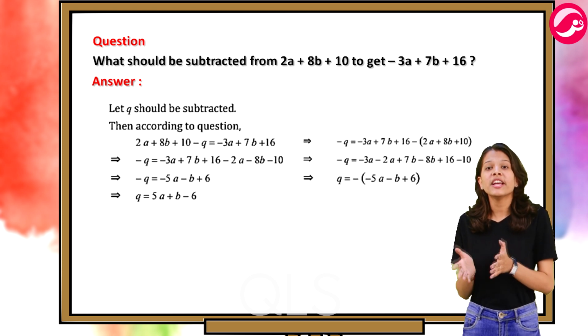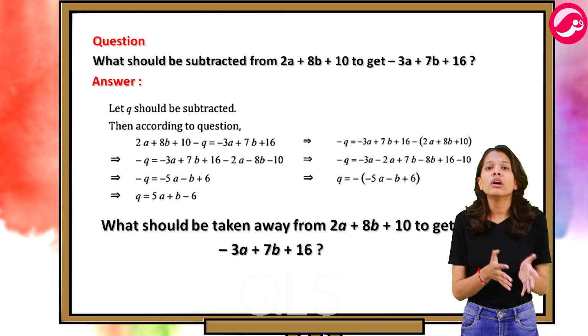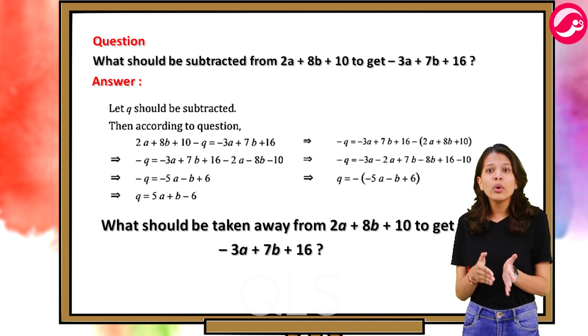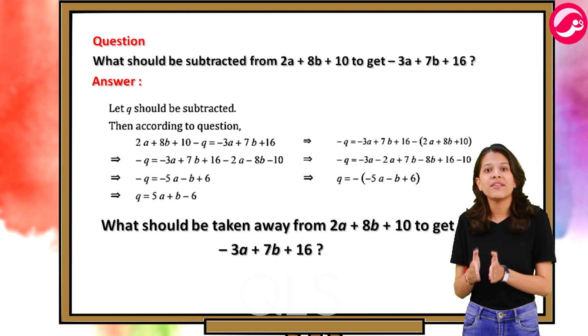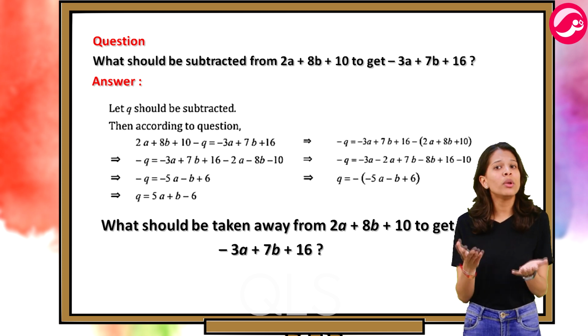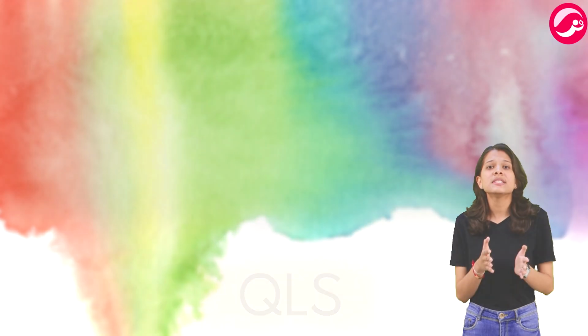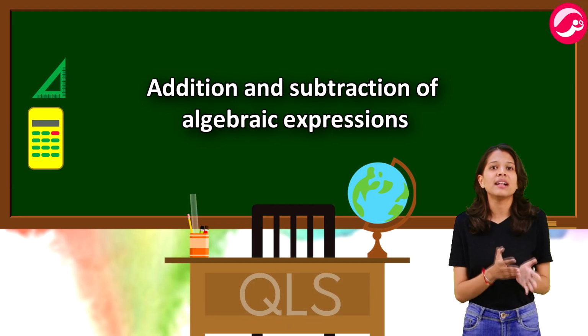So the previous question can also be asked as, what should be taken away from 2a plus 8b plus 10 to get minus 3a plus 7b plus 16, though the solution will remain the same. So today we studied about addition and subtraction of algebraic expressions.